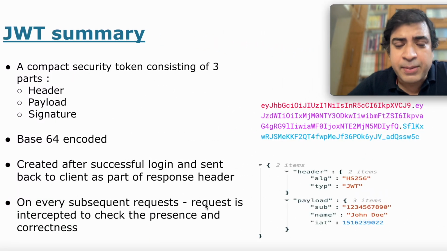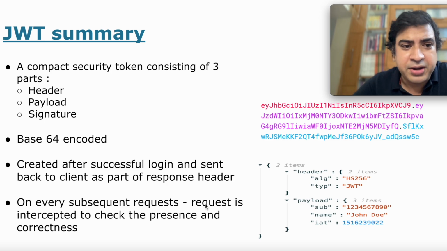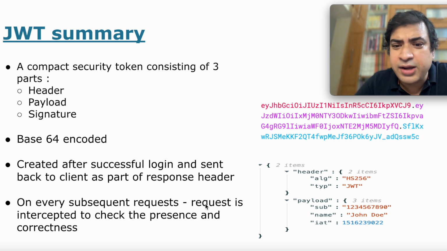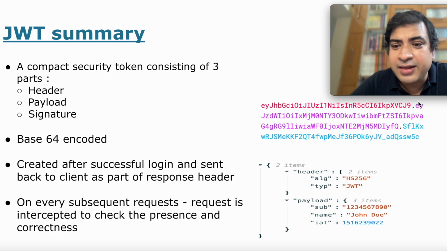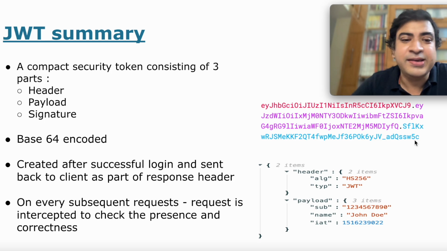Here is a quick summary of JWT, but I also have a video on JWT which is over there, and you can refer to that video before you come back here. A quick summary: the JWT is a very compact security token. As you can see here, it consists of 3 parts. The red part here is the header, the violet part is the payload, which contains the main load, and the last blue part is the signature.